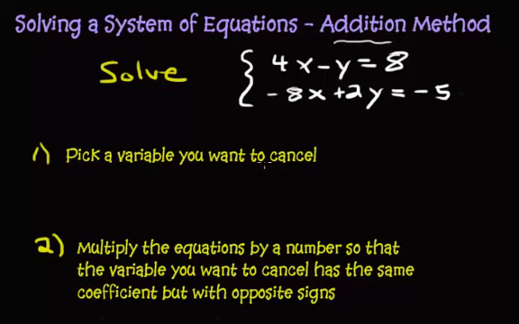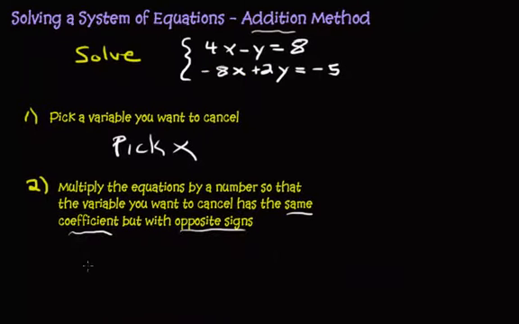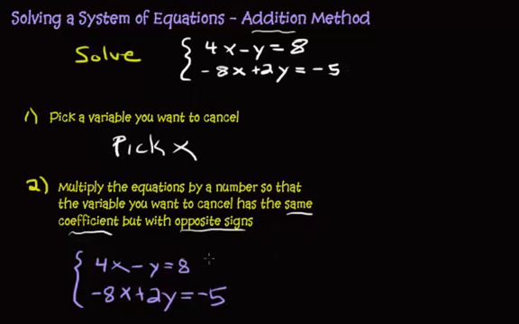So the first step is to pick a variable you want to cancel. Now it really doesn't matter in this case, and I guess let's pick the x. Step 2, multiply the equations by a number so that the variable you want to cancel has the same coefficient with opposite signs. Alright then, so let me rewrite the system. So that was 4x minus y equals 8, and negative x plus 2y equals negative 5.